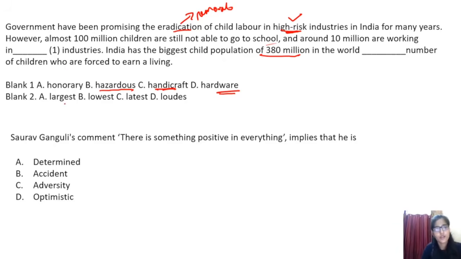Fine. Now, so we can say what? Lowest, no. Latest, no. Loudest, no. What is making sense? Largest, obviously. Yeah, so that will be the correct answer.